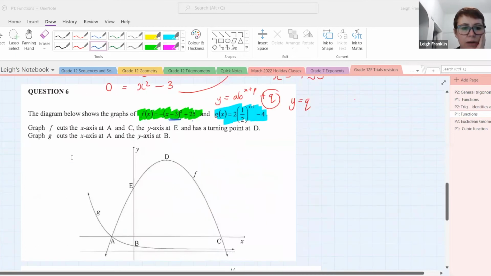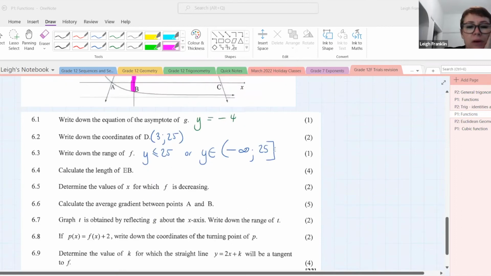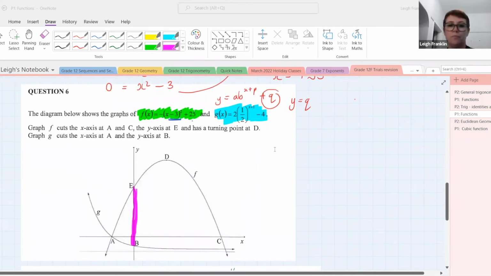They want us to calculate the length of EB. So what does EB represent? Here's EB over here. There's E. There's B. Whoopsie. What kind of straight line is that? Terrible straight line. Okay, what does EB represent? Absolutely. So the difference in the y-intercepts. Quite right. So how are we going to find the y-intercept of f? What would we need to do?